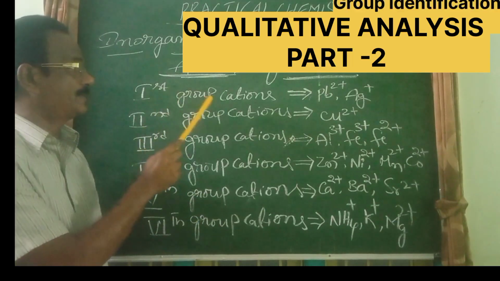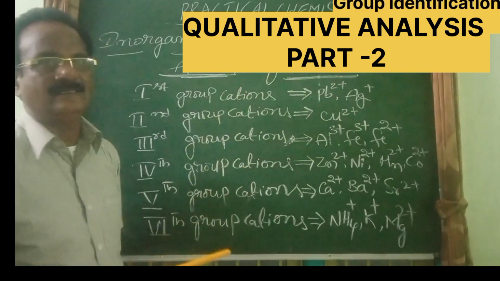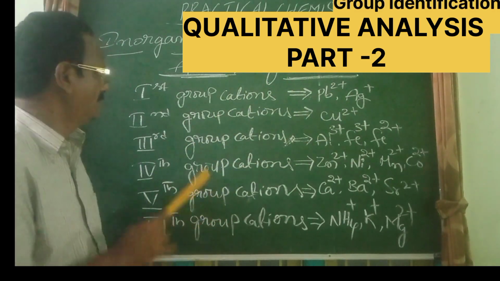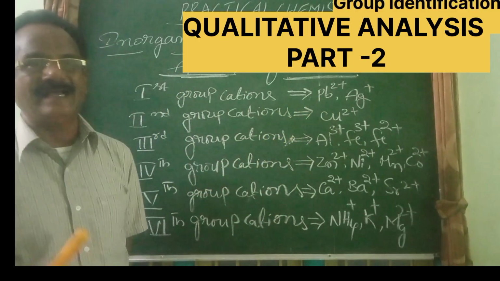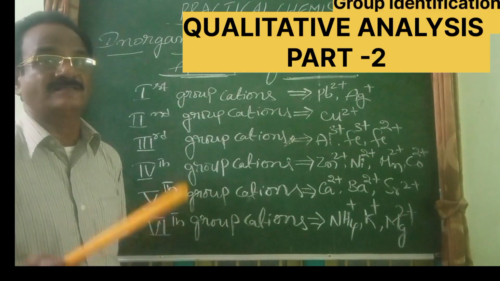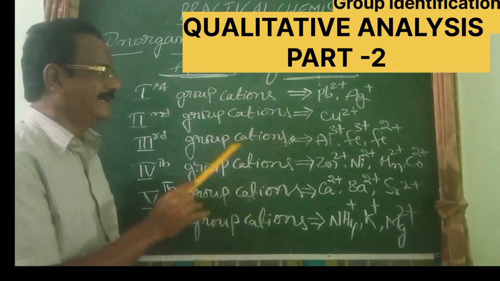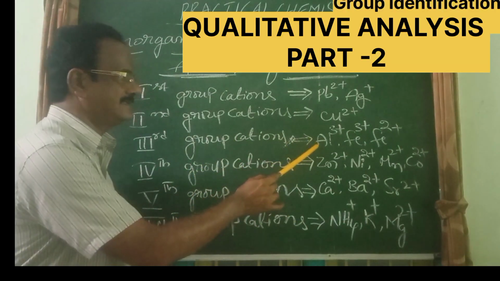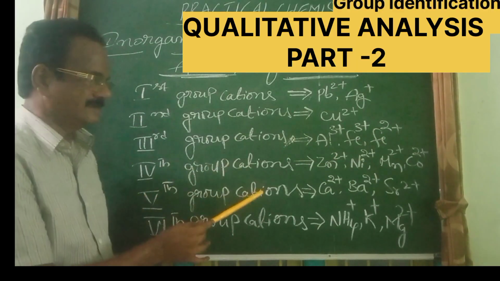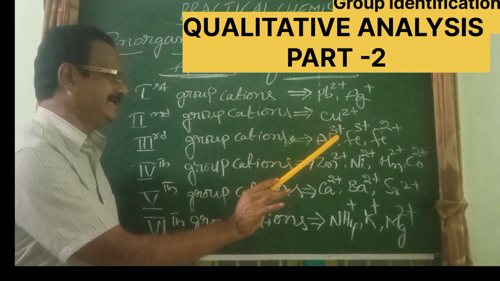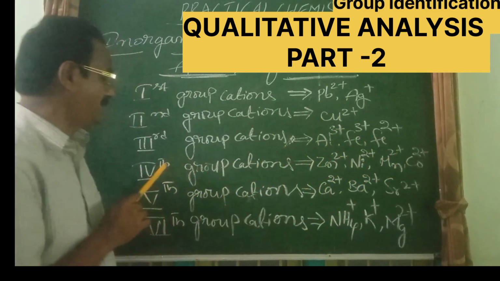The first group cations: in this group, Pb2+ and Ag+ are incorporated. Second group cations: this contains Cu2+ and some sorts of Pb2+. Third group cations: this group contains Al3+, Fe3+, Fe2+. Fourth group cations: Zn2+, Ni2+, Mn2+, Co2+ come under this group.